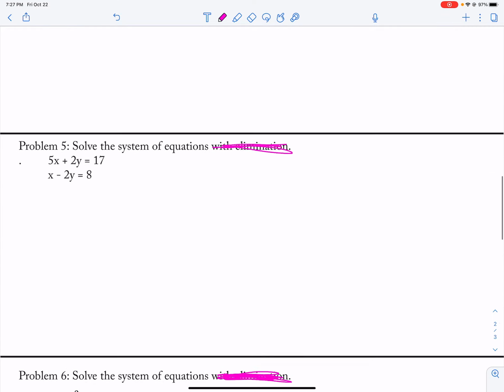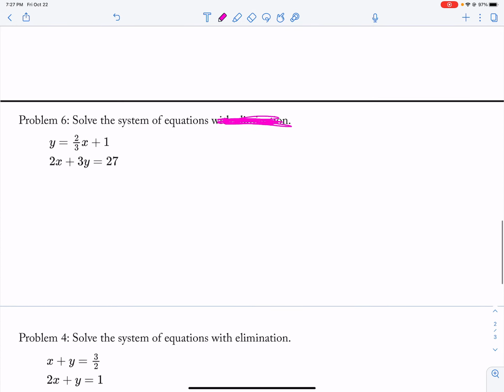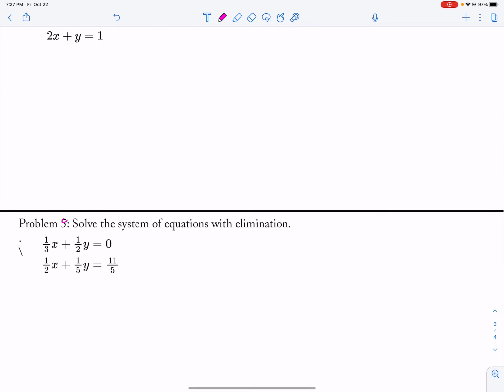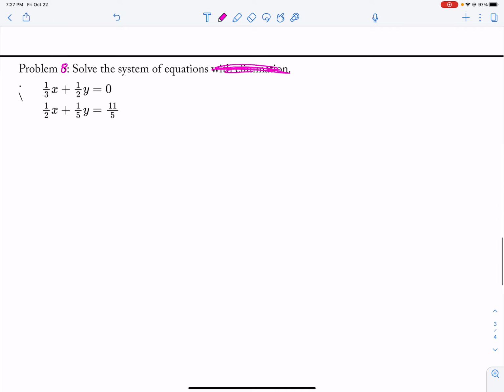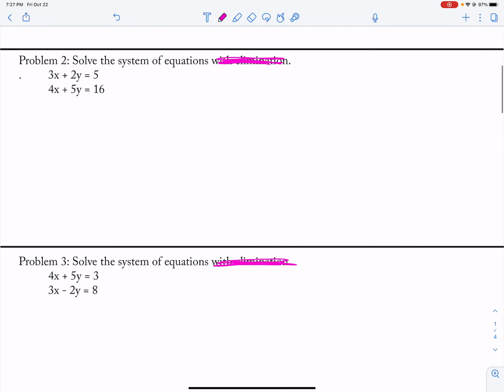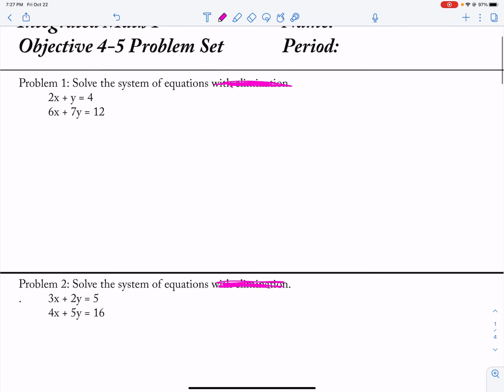That's weird. I think I miscounted. 6. This should have been 7. And here's 8. Okay. I told you guys before what happens to me when sometimes I copy the same set of directions and then I forget to change the problem number, so I apologize.